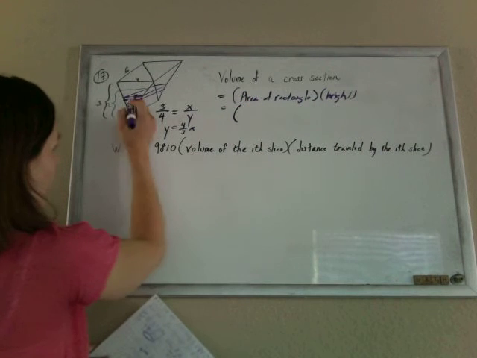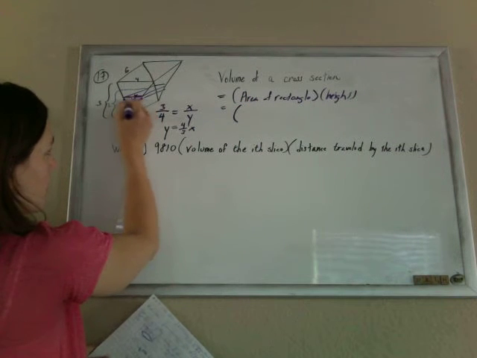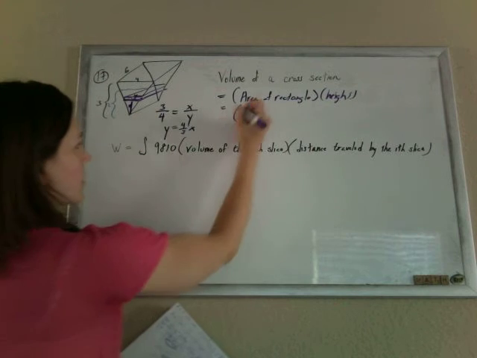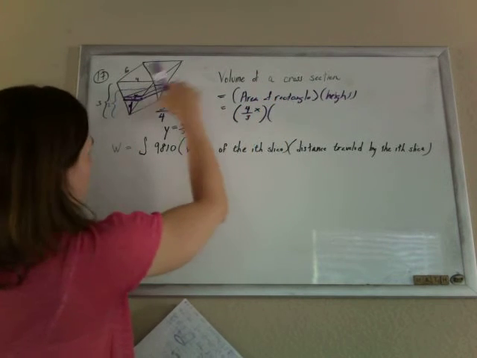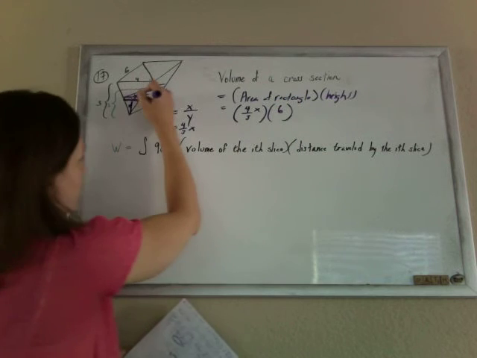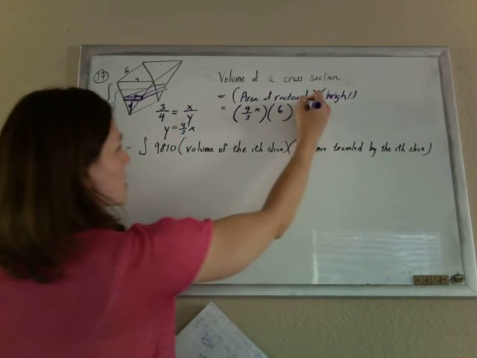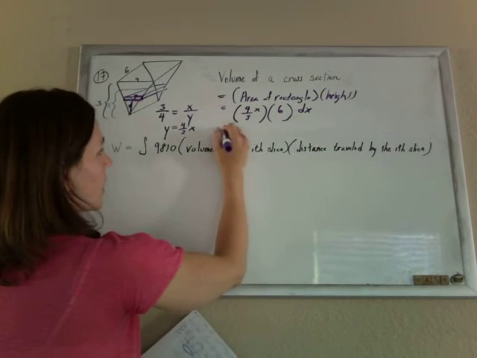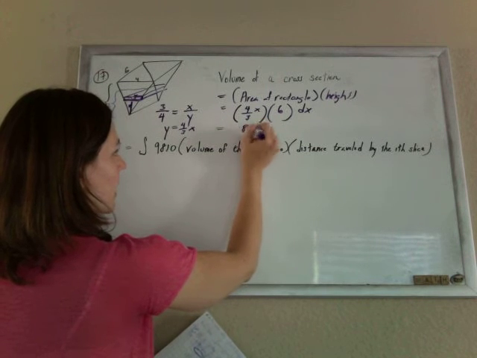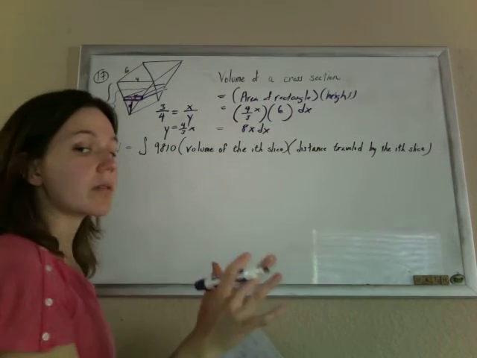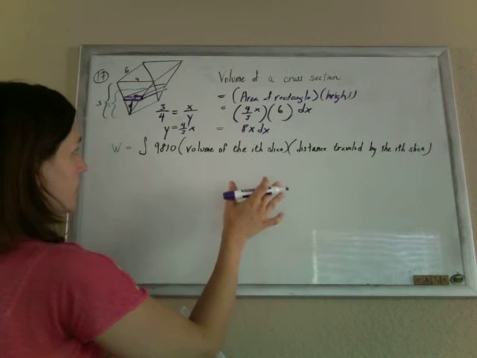So the area of my rectangle is the length times the width. So the 4/3 x times the width, which is always 6, times the height of my little cross section, which is just a tiny change in x. So cleaning this up, 24 divided by 3 is 8x dx. Wonderful. Got the volume of a cross section.